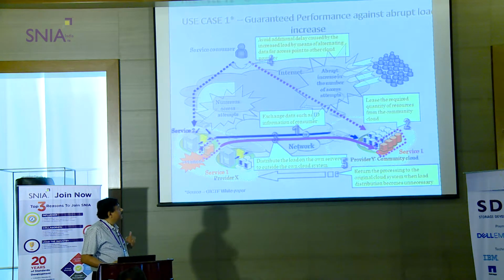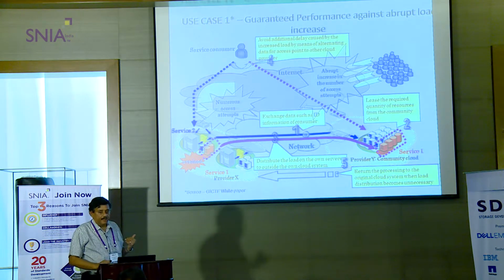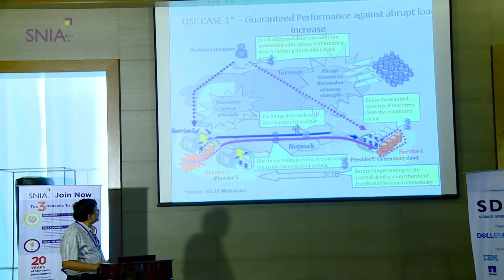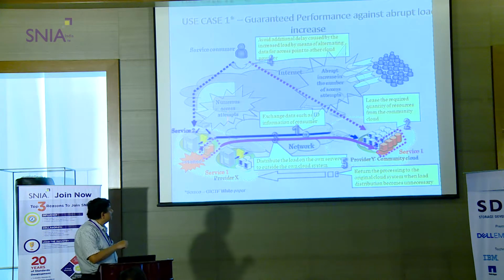So here are 6 use cases which the Cloud Customer Council in the United States has identified as being important where hybrid cloud or interoperable clouds would matter. The first use case is guaranteed performance against abrupt load increase. What happens is that I have service provider 1, and the load on service provider 1 is very high.